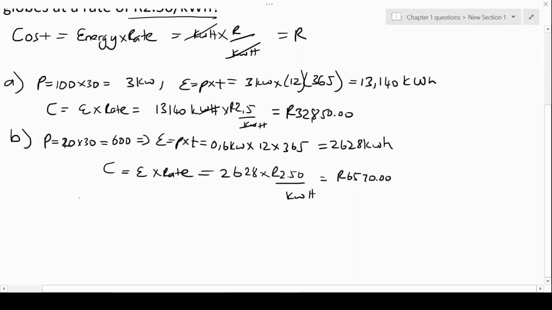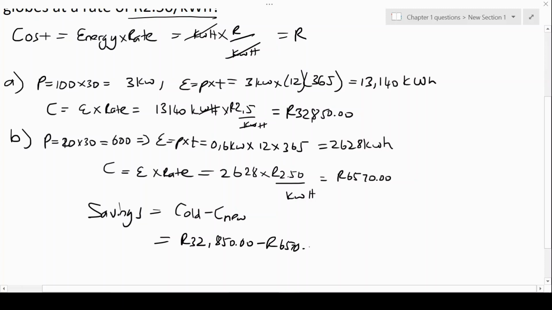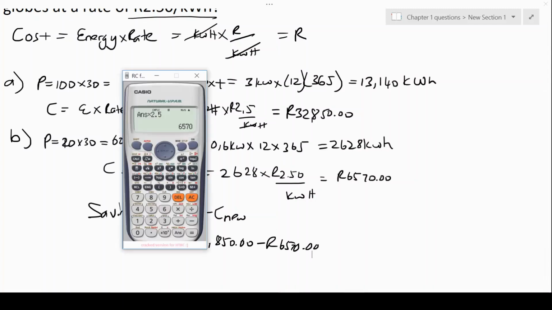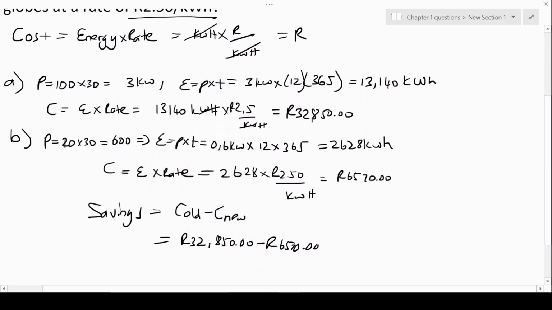Right, now what will the cost savings be? The savings must equal the old cost minus the new cost, and that will give us 32,850 minus 6,570 rand. And this gives us a final value of 26,280 rand.